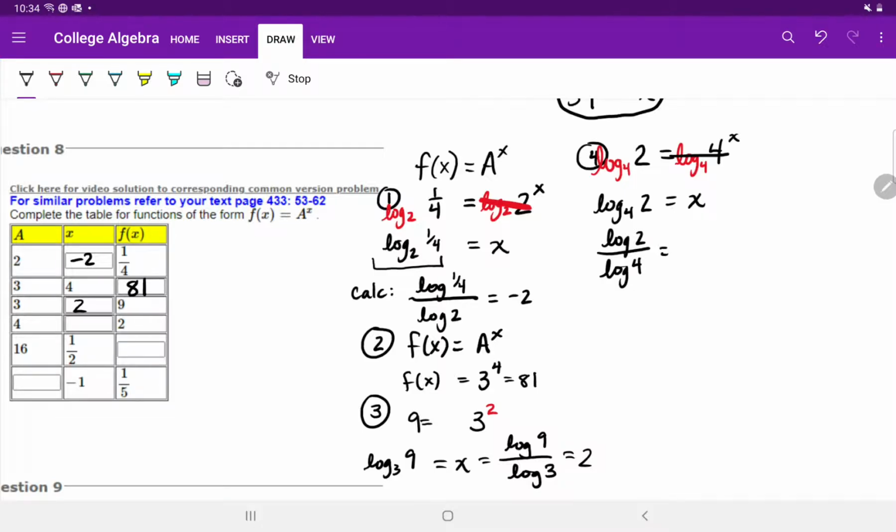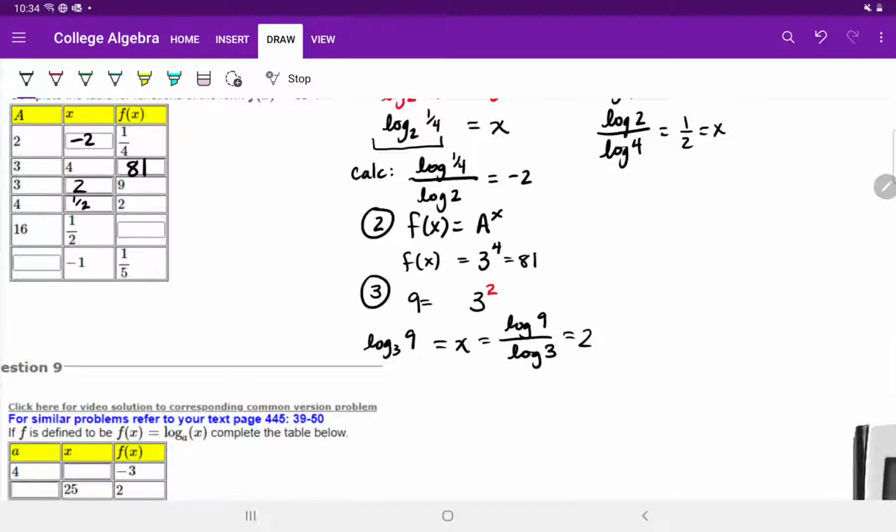And that's going to be equal to 1/2. Let's see, log 2. I'm punching this into my calculator just to double check myself. Log 4. Yeah, that gives us 1/2. So x here would be 1/2.